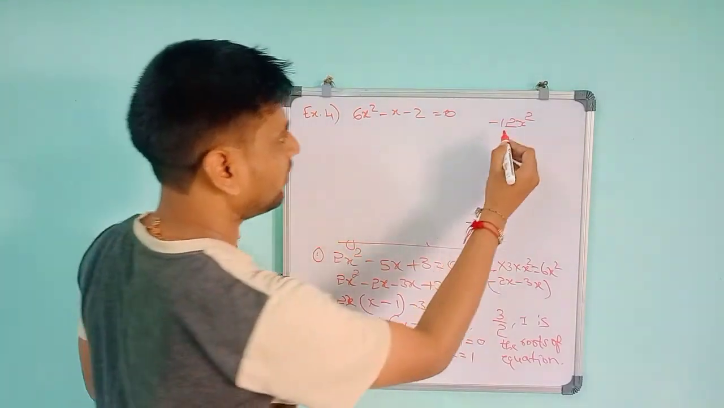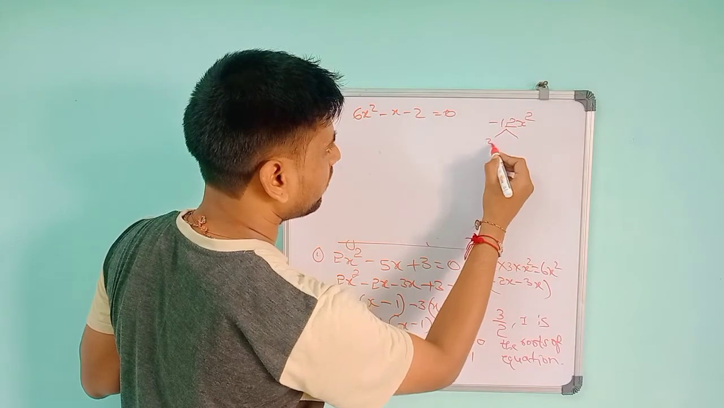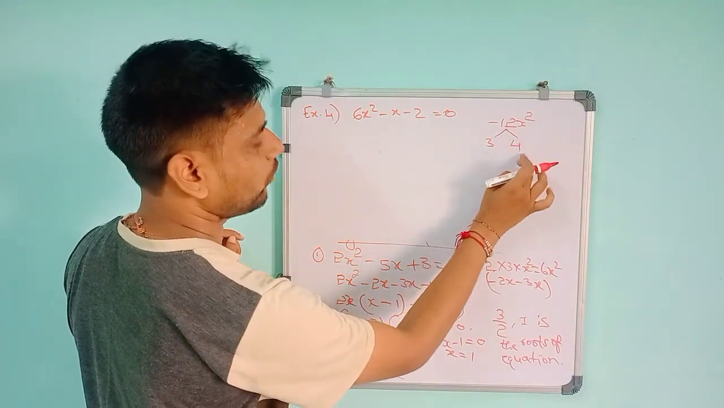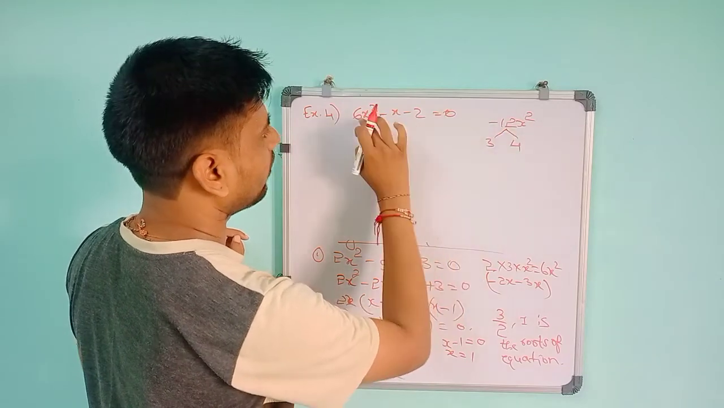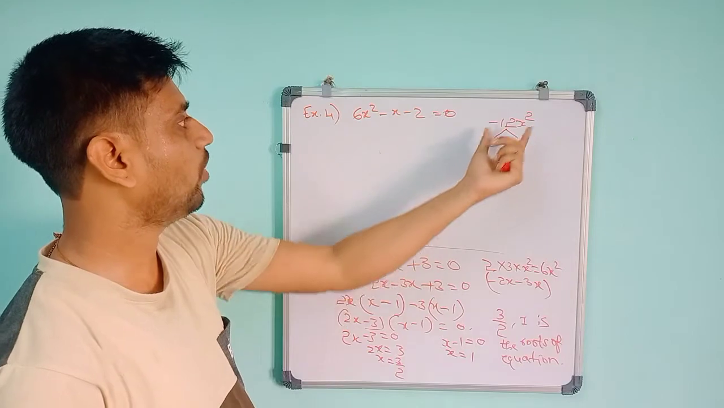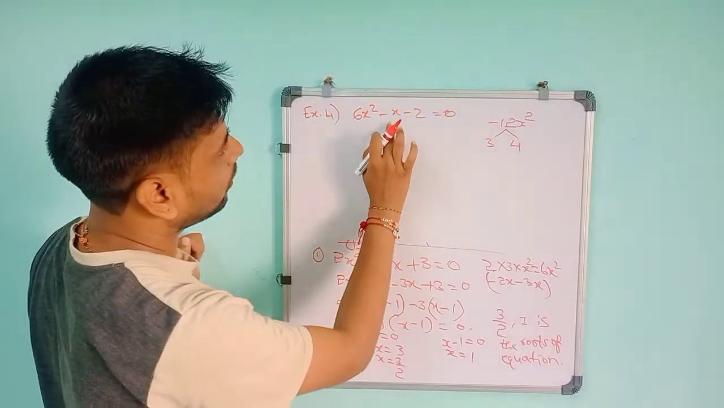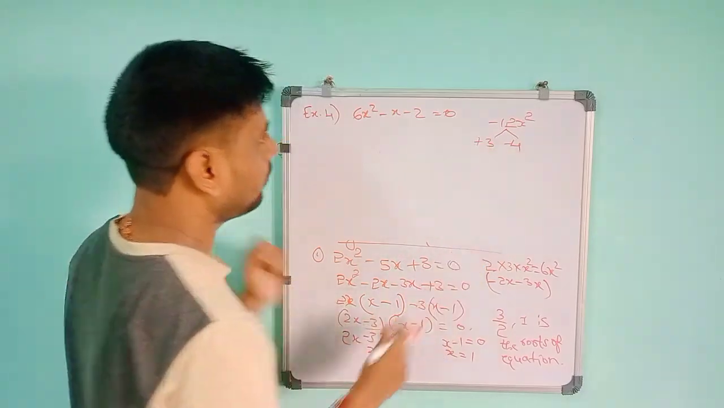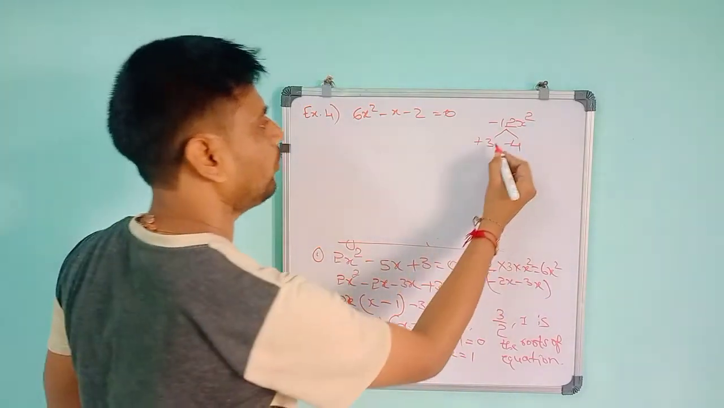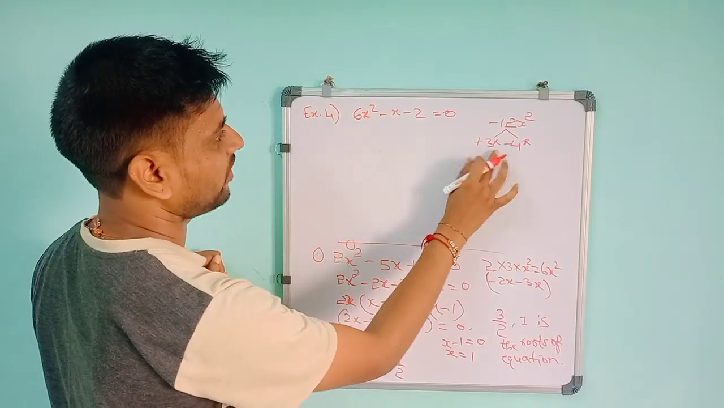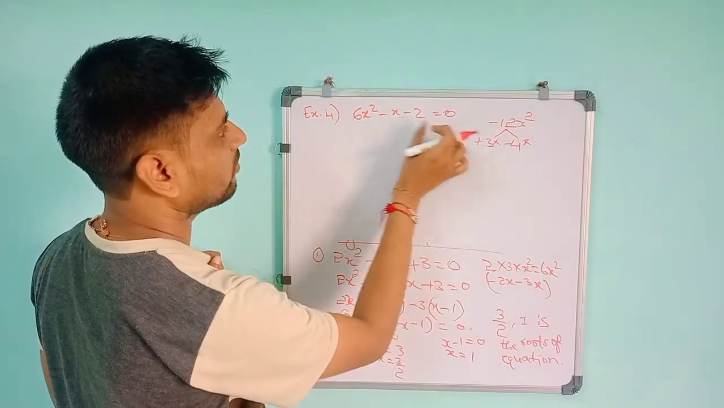So if you split this one, 3 and 4, 3 4s are 12. So 3 into 4 is 12, x square is there, so 12x square. It is satisfying the condition for product. You have to check it for addition also. If you take minus 4 and plus 3, the condition is satisfied. So this is plus 3x minus 4x. So 6x square plus 3x minus 4x, which is nothing but minus x, and minus 2.